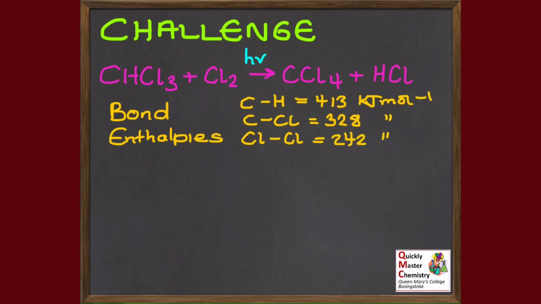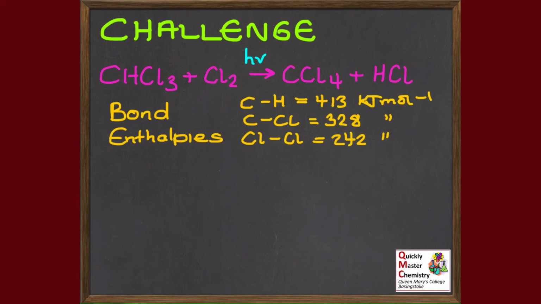And just to help you decide what to do, when we form radicals, it's normally the weakest bond that breaks. So I've shown you bond enthalpies there for the bonds in the reactant. So why don't you pause the video, see if you can suggest a multi-step process that will carry out the reaction shown here via a radical mechanism. Okay, let's look at what's going on.